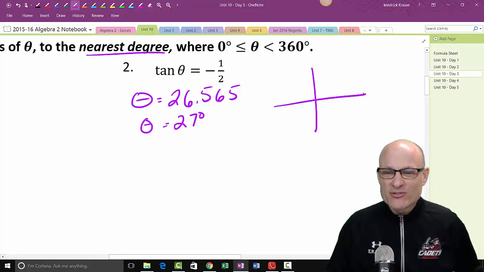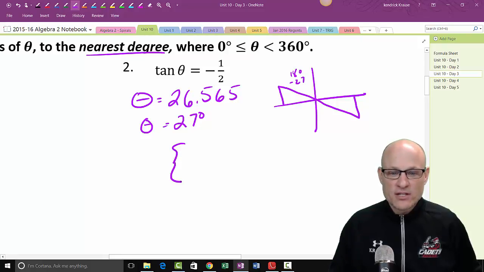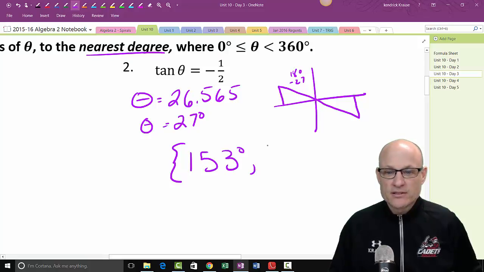Let's see, it's negative, so I'm not going to keep it. I got to remember tangent is negative in this quadrant and in this quadrant. So this is 180 minus 27, otherwise known as 153. And 360 minus 27, otherwise known as 333.